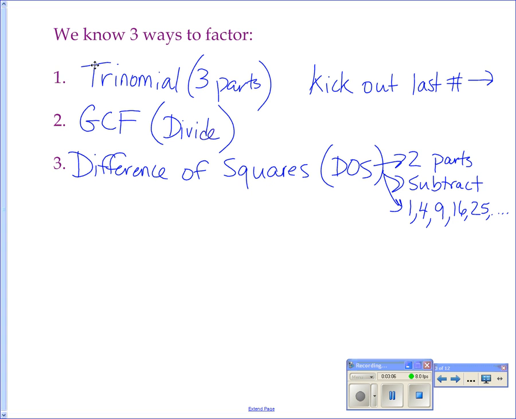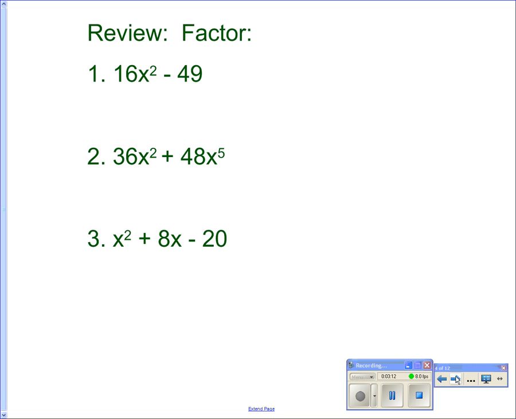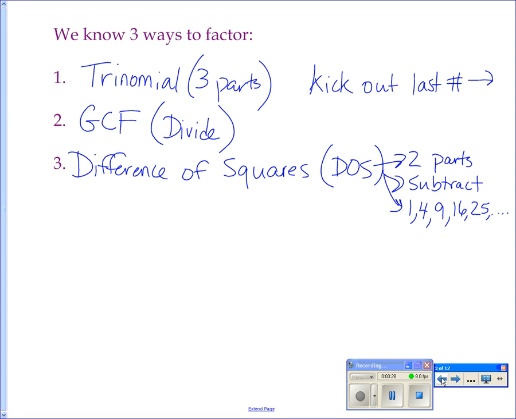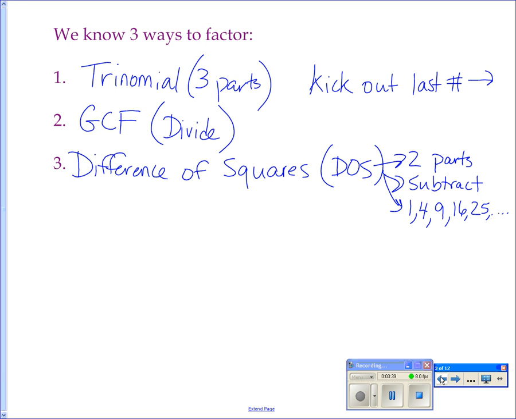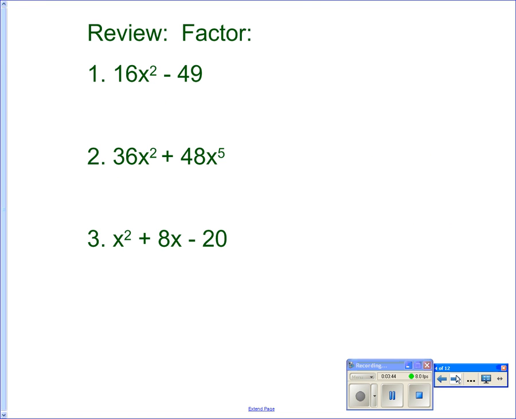This will make more sense when we actually do a couple problems. So this first one, how many parts does it have? 2. It's got 2 parts. So it's probably going to be difference of squares because it's got 2 parts, but you need to double check that the numbers are on the list. So let's see what these numbers are. 16 and 49. Are 16 and 49 on our list of perfect squares? Yes. Okay, so write down this first problem.